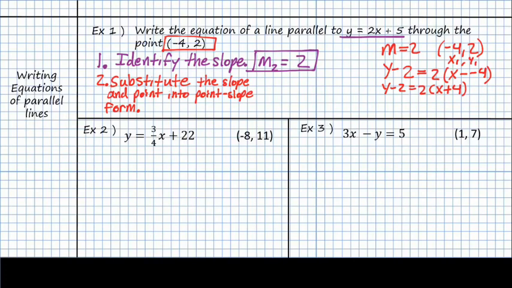And now what I want to do is get this into y equals mx plus b. So let's go ahead and distribute our slope. And so we have 2x plus 8 is equal to y minus 2. And then I'm going to add that 2 to both sides, and I've got y is equal to 2x plus 10. So my final answer here for the equation of a line parallel to y equals 2x plus 5 and passing through negative 4, comma 2 will be y is equal to 2x plus 10.